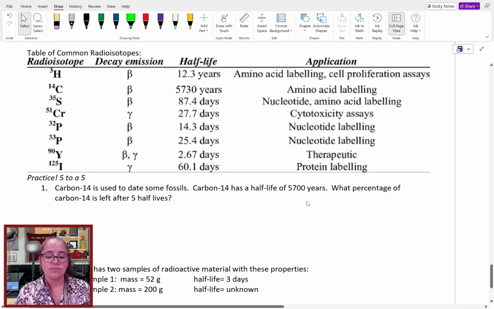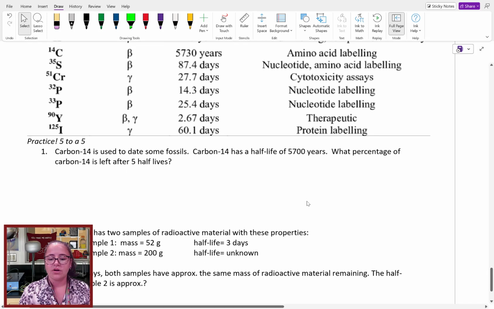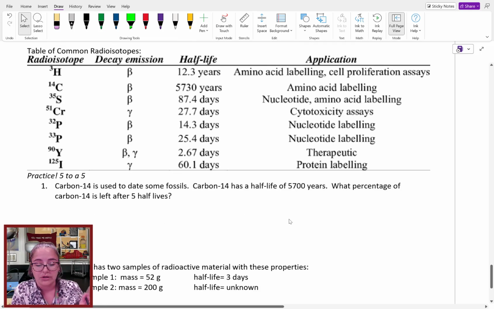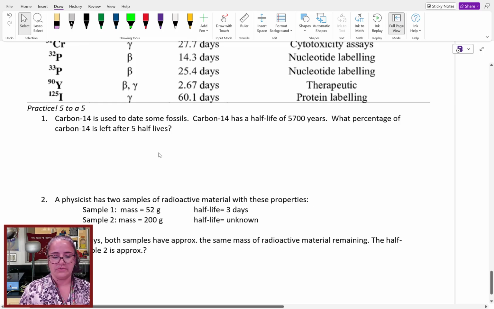Okay, so I'm going to show you two methods for solving half-life problems. For example, carbon-14 has a half-life of 5,700 years. That's not that precise, it's 5,730, but we'll go with it. What percentage of carbon-14 is left after 5 half-lives?